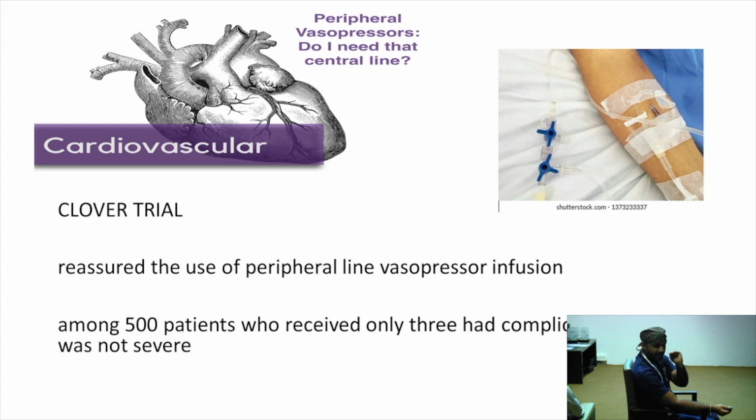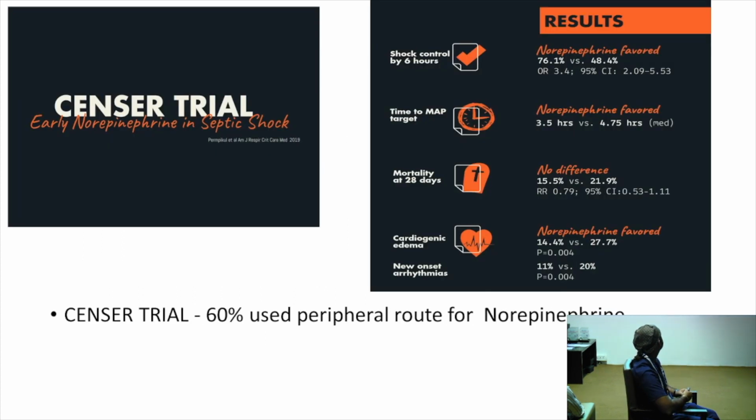Nowadays, the recommendation is to start the vasopressor therapy early. Why? Because I'm going to tell you later. Another trial tried the vasopressor therapy early. Mortality difference was not there, but the shock reversal, the target to achieve the MAP, was good. And here also 60% of the patients used a peripheral line for the noradrenaline.